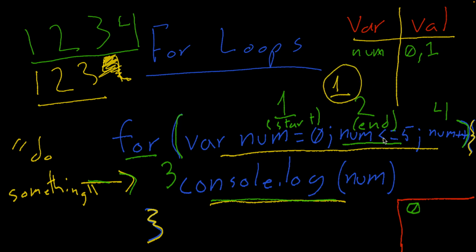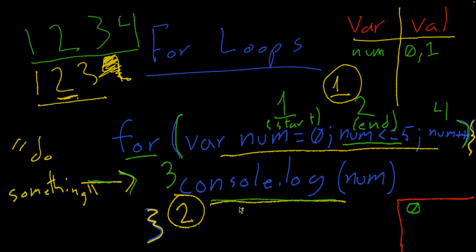We check our endpoint. Is num currently less than or equal to 5? Yes, right? I see some nods. Num is 1, and that's less than 5. 1 is less than 5. So then we go here. This is our 2.